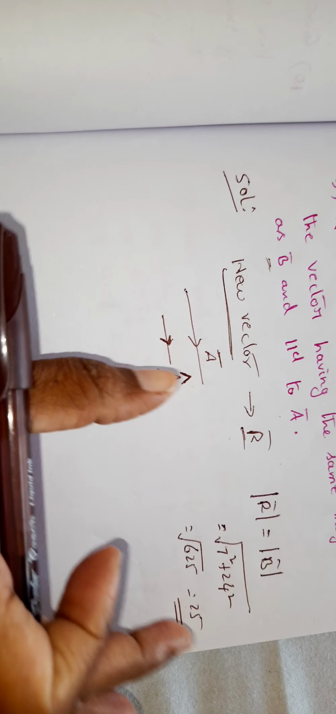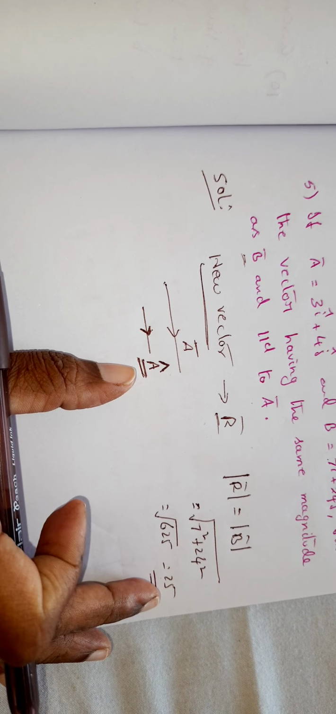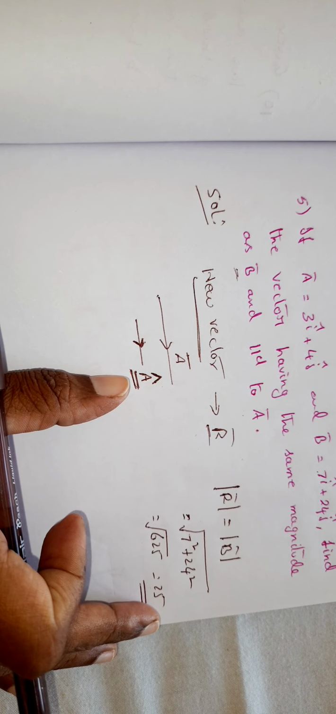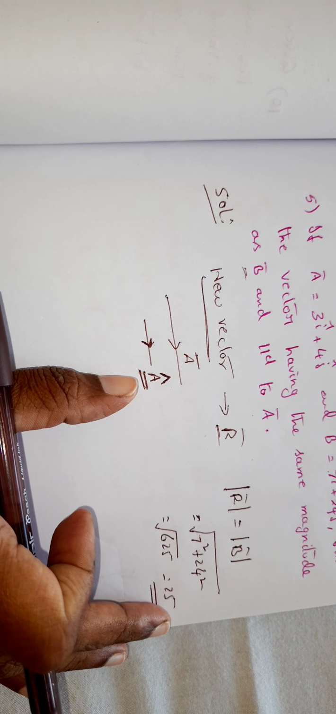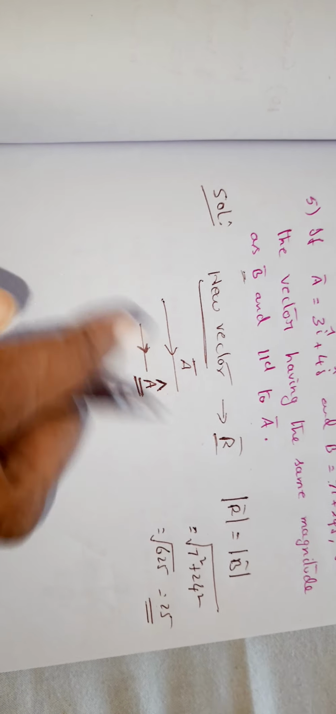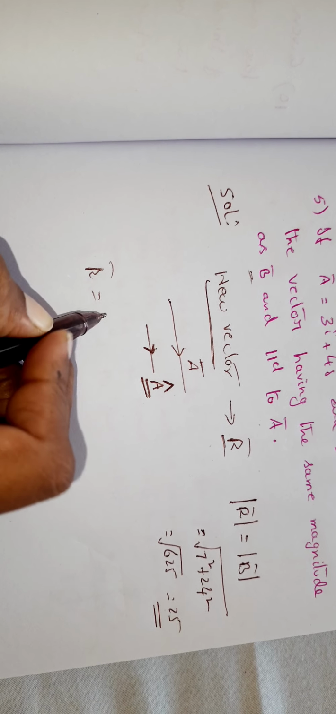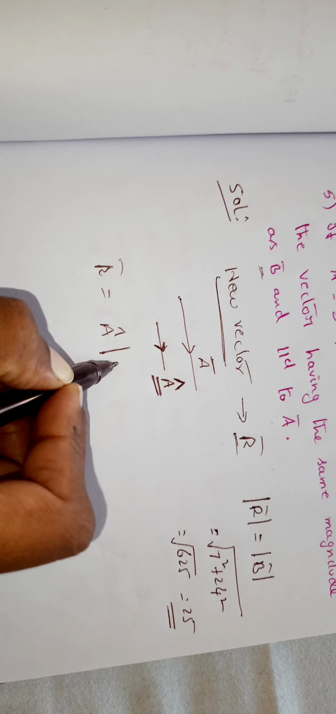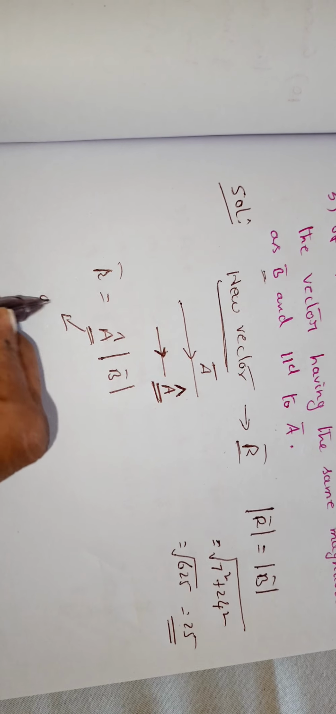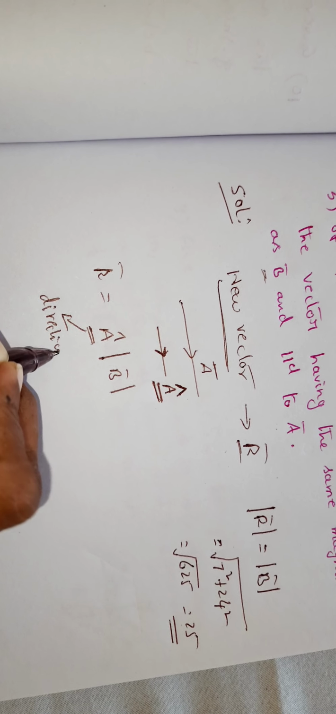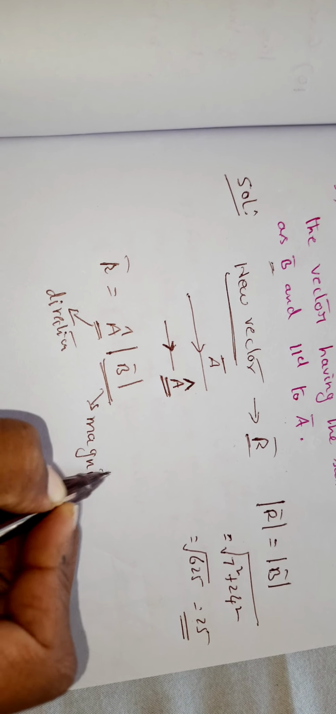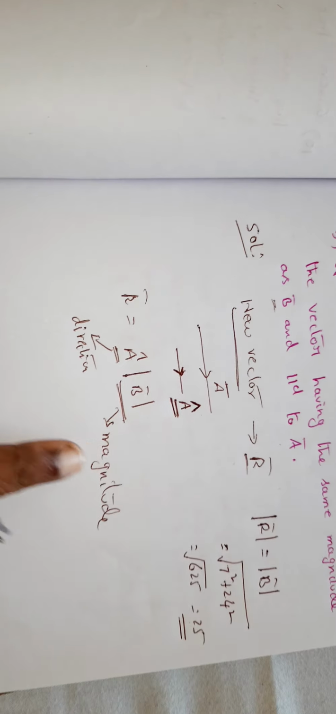Right? This we have already seen in the previous concept: how can you impart direction to a given magnitude? You multiply the unit vector in the direction of the vector by the magnitude, and it gives you the vector. So my R bar is equal to A cap multiplied by modulus of B bar. Why? Because A cap gives the direction part, and modulus of B bar gives the magnitude. And this is what the problem is asking us to find.